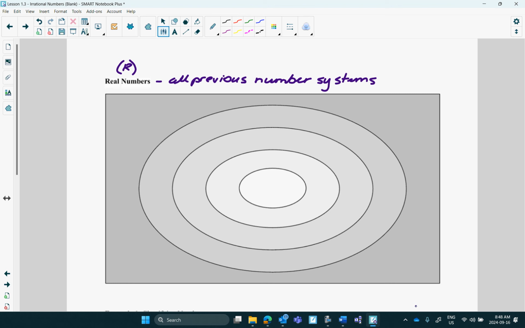So imagine we have a huge rectangle that contains all those real numbers. And within all the real numbers, there's different number systems: counting numbers or natural numbers, whole numbers, integers, rationals, or irrationals.